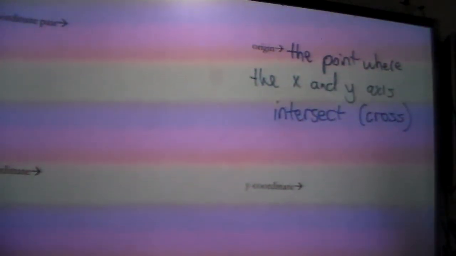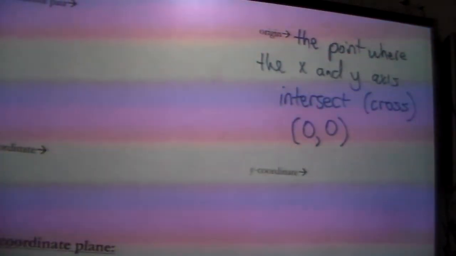So up here on our next word, we can say the origin is the point where the x and y axis intersect. And intersect is just a fancy word for, well, that's where they cross. So the origin is the point where the x and y axis cross. And the origin is always 0, 0. We don't move to find it. So that's its coordinate pair.